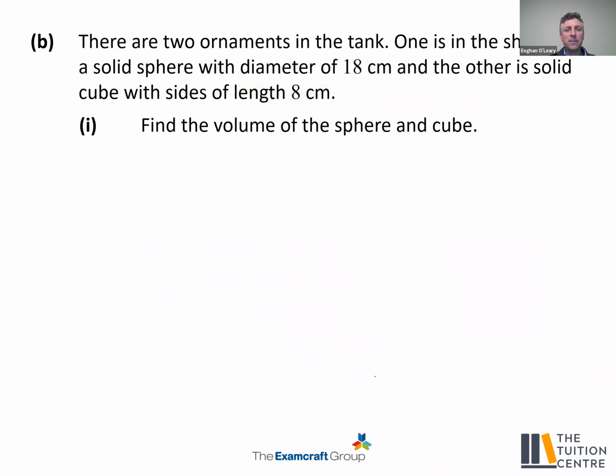It then says, find the volume of the sphere. Oh yeah, hold on one second. I must go through the instruction. This is part B, so there's a little bit more I must go through. There are two ornaments in the tank. One is in the shape of a solid sphere with diameter 18 centimeters, and the other is a solid cube with side length of 8 centimeters. So find the volume of the sphere and the cube. Okay.